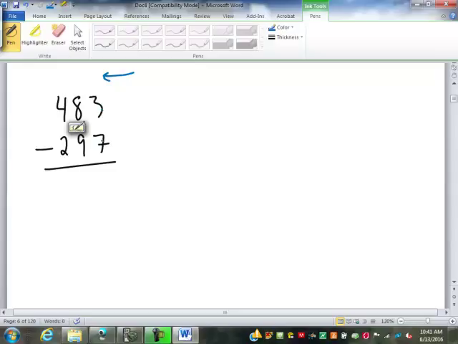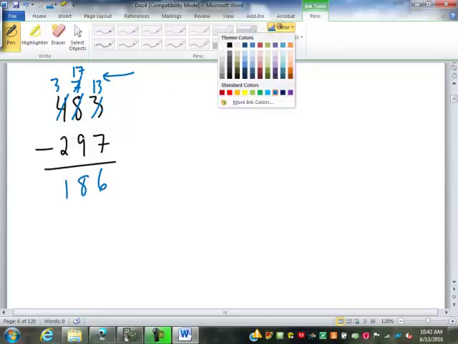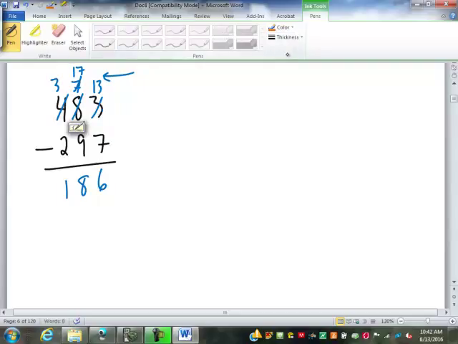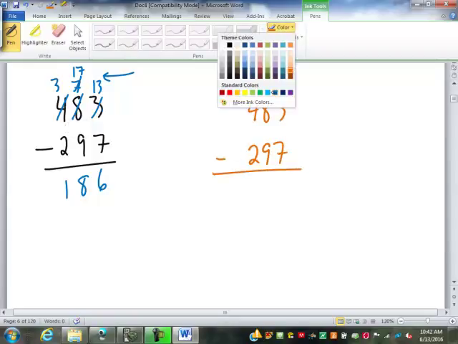Just like here, 3 minus 7 can't be done. So we go to the 8, we borrow from the 8, that's now a 7, and this is now a 13. 13 minus 7 is 6. 7 minus 9 can't be done, so we borrow from the 4. That's now a 3, and this is now a 17. 17 minus 9 is 8, and 3 minus 2 is 1. I realize that's the way that you're used to doing that, and that's how you're going to continue to do it. But I just want to show you that there's other ways to do it.